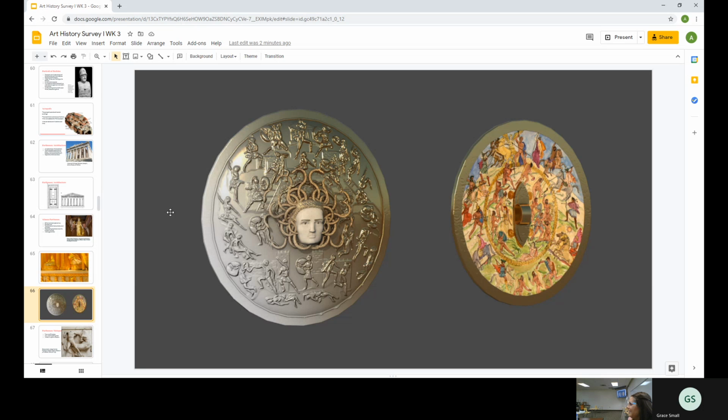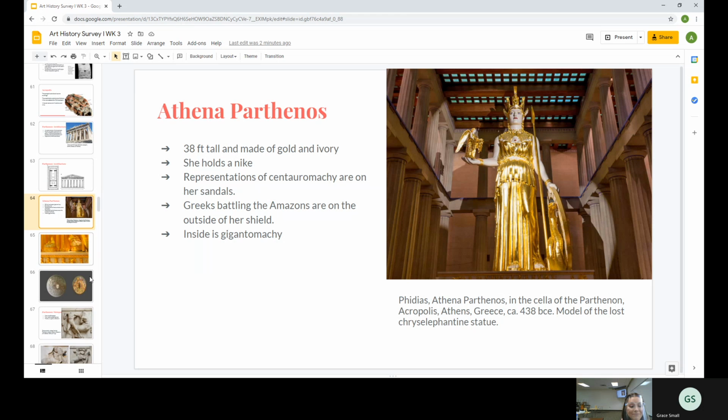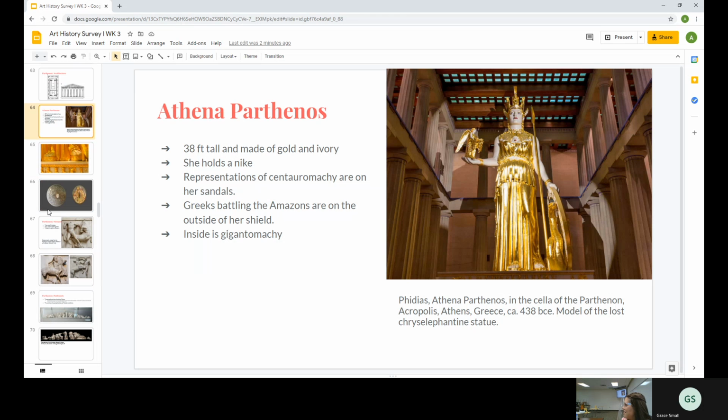It's cool. Not to mention that at the bottom, there's also a pedestal that illustrates some stories from mythology. So there's a lot going on with this. And it's gone. We don't have it anymore.